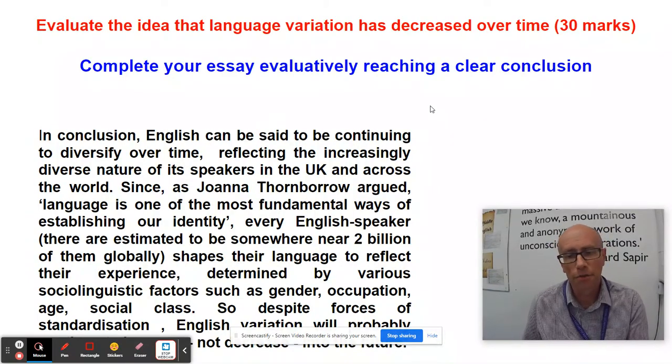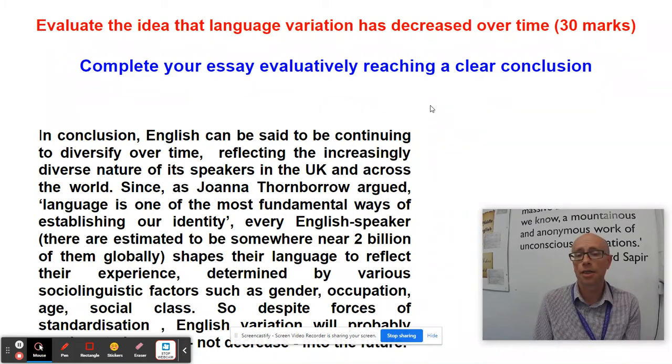Complete your essay evaluatively, reaching a clear conclusion. Students always ask, do I need a conclusion on this? And the answer is yes, even though you're only writing for 45 minutes, because you need to have weighed up the pros and cons of various competing arguments and come to a balanced conclusion. This is what I mean by an evaluative ending.